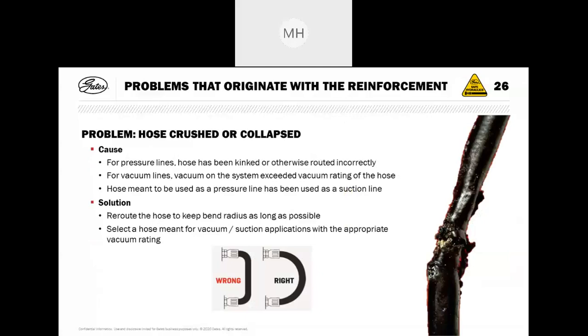As you can see in the image below, in the centre there's the wrong way to route the hose, where it's going to kink the hose over, where it's coming straight out, and then the right way of doing it with a nice swept arc.